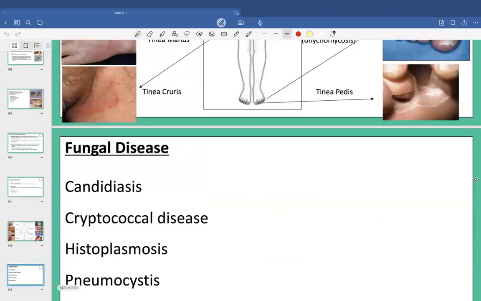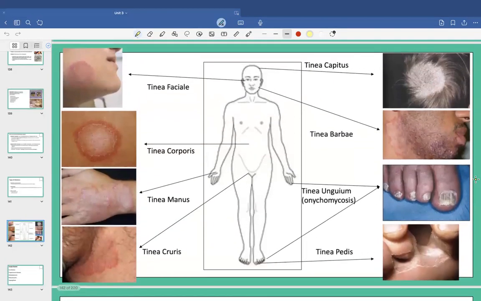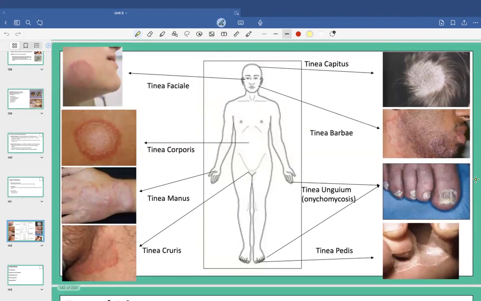Corporis. Does anybody remember how that is spread? Or anything about it? Wrestling mats. Wrestling mats, yeah. And the sharing of fomites, it could be from mats, bedding, towels, sharing those types of things.